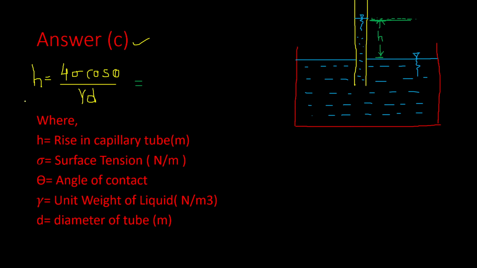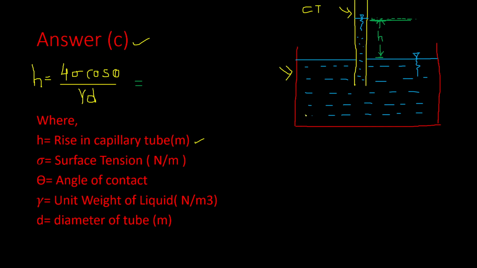So the formula that we have used for calculating is H is equal to 4 sigma cos theta by gamma into D. So this H is called as rise in capillary tube. So you can see in this figure. So this is a water tub in which the liquid is present. So let's say this liquid is water and this tube is called as capillary tube, and the rise in liquid in capillary tube is denoted by H.